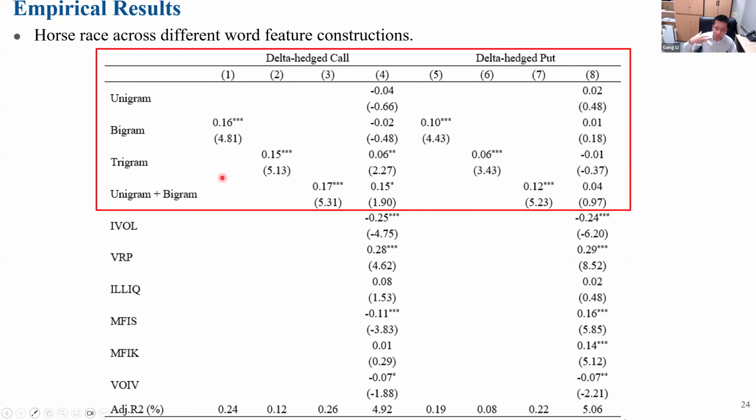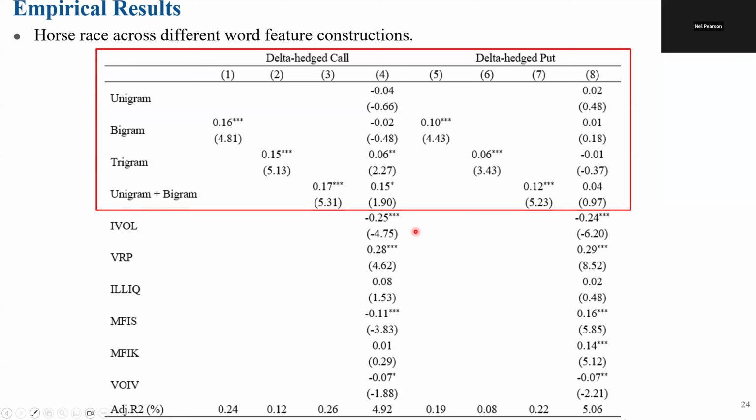And similarly, the textual information from various word features is also largely overlapped. When we run these horse race regressions, putting all the unigrams, bigrams, and trigrams together, there is strong multicollinearity among them, and none of them dominates the others. So this result also indicates that the unigram features seem to be good enough to cover relevant textual information in news media.